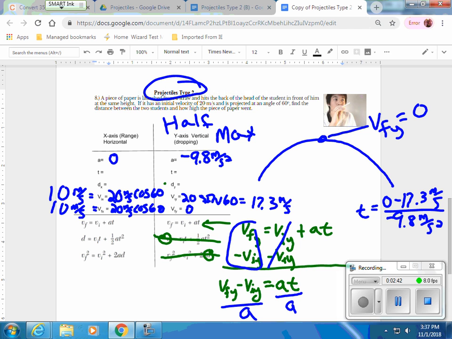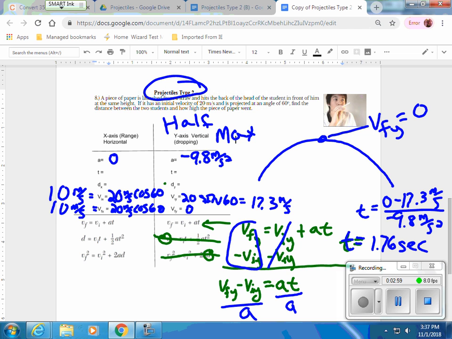Alright, so my final unit would be seconds. Let's do blue. My final unit would be seconds. And what did I come up with? I can't read my handwriting. 1.76 seconds. How did I figure that out?